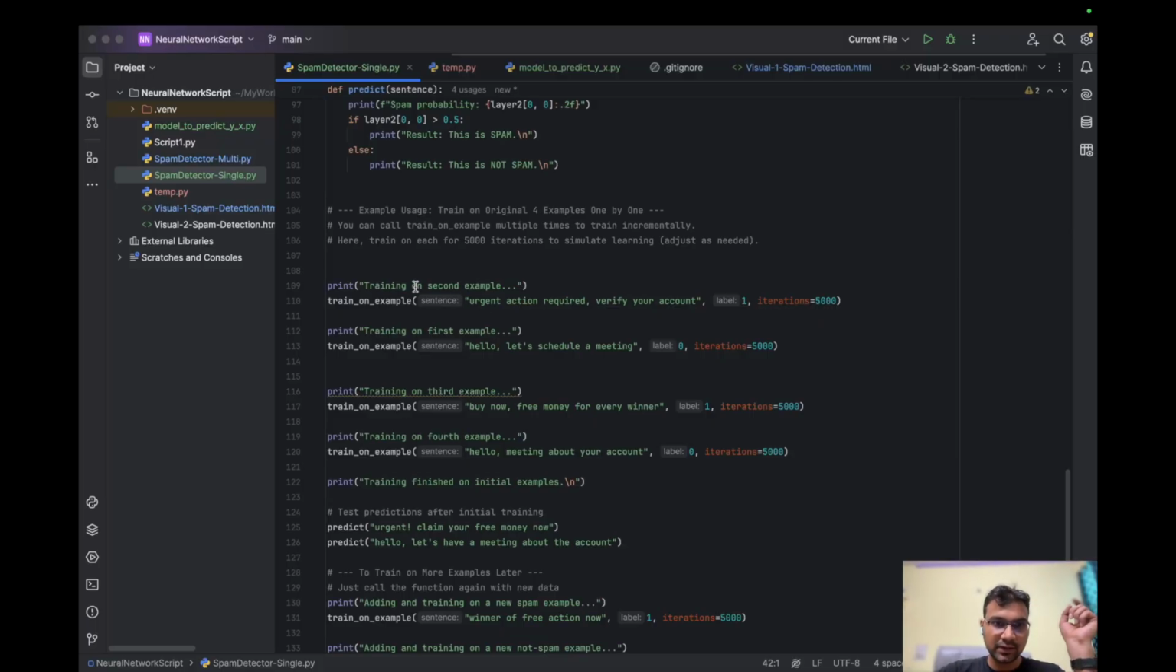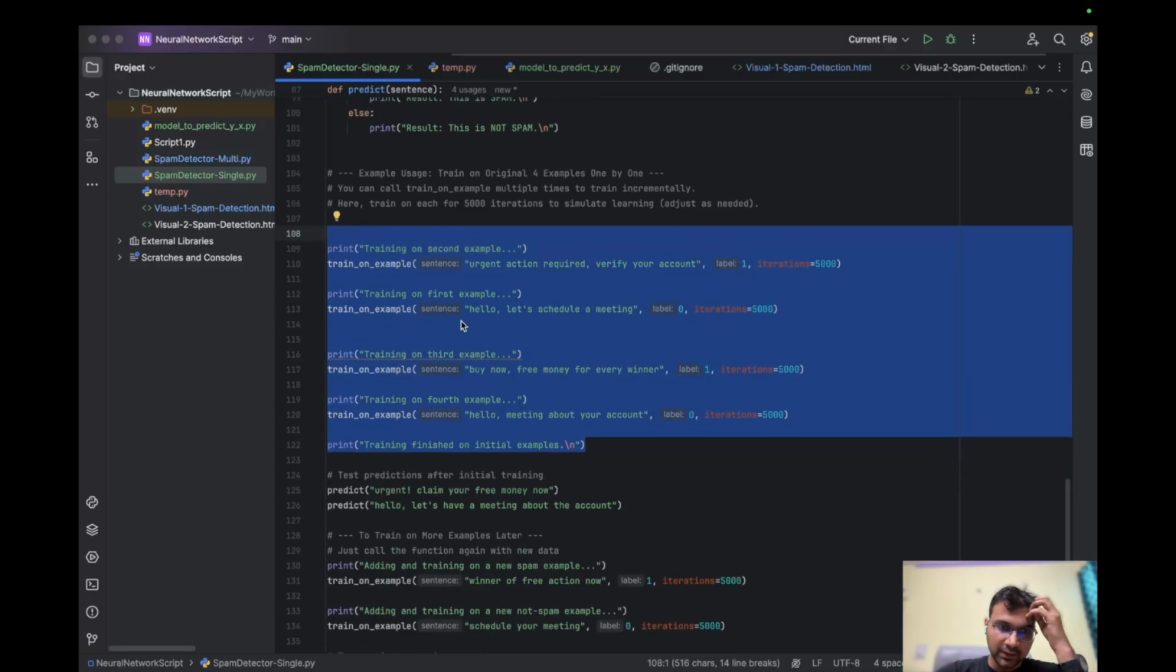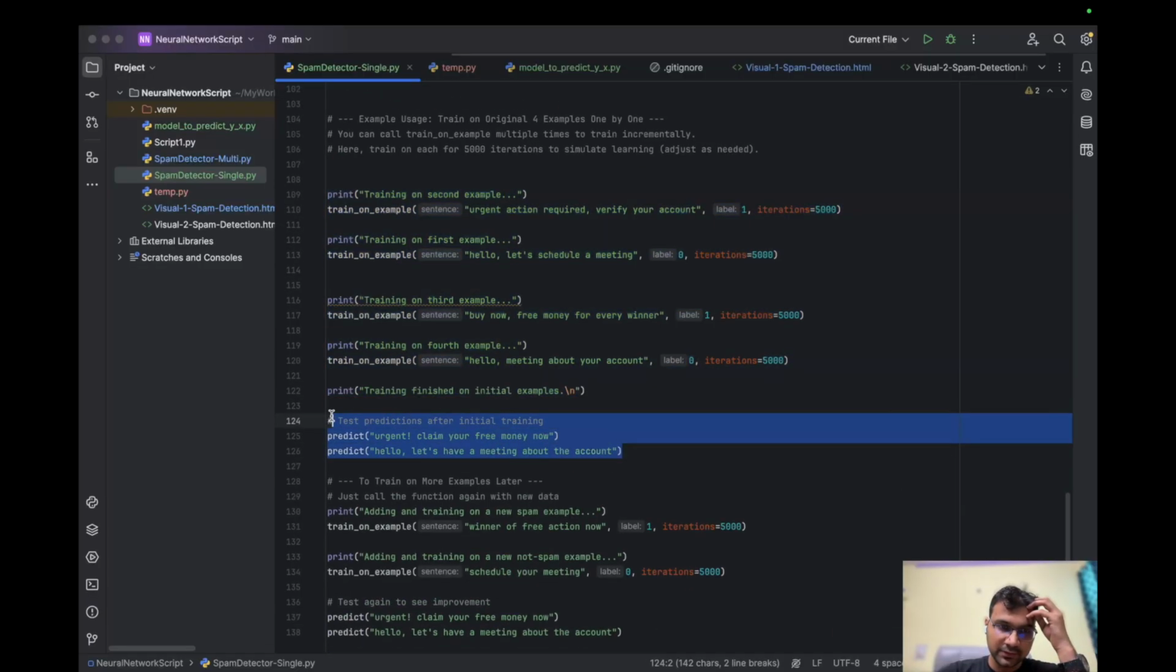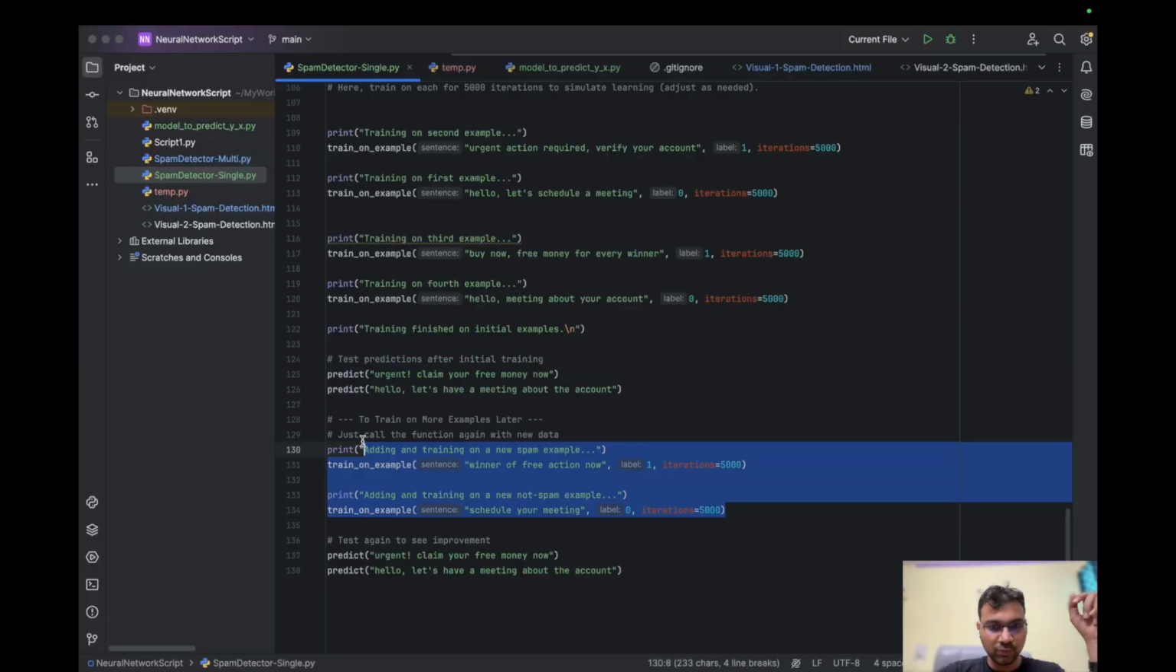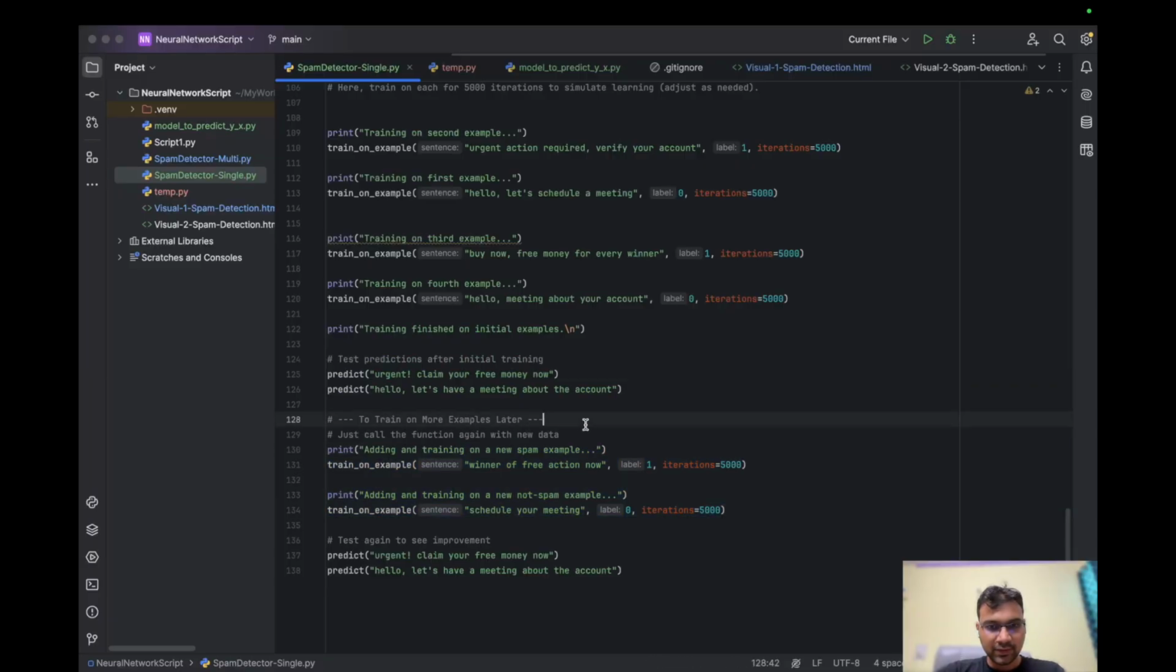If you see here, these are the sentences we are initially training the model on. Then we feed these two examples, and we will see how the model is predicting these values. After that, we feed two more examples with the value that this is spam and this is not spam, and then we will see how our prediction fares. Right, so this is how the process is going to be.